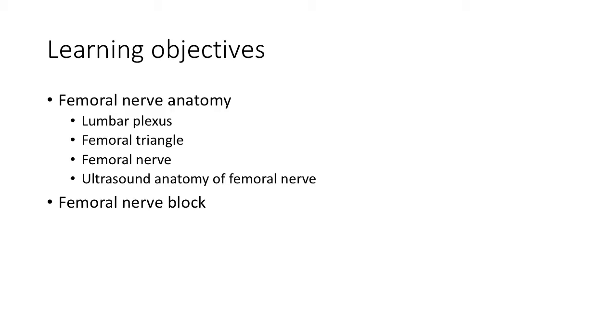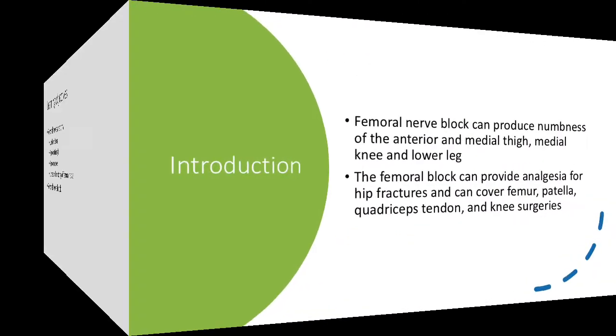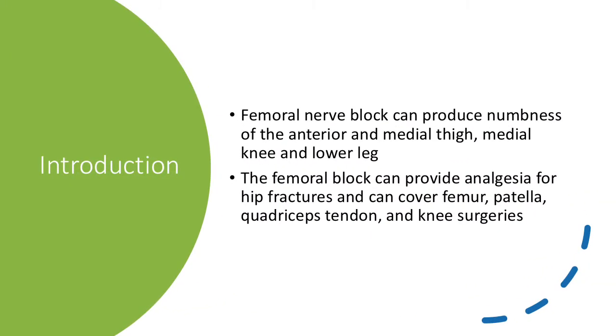The learning objectives for this lecture include femoral nerve anatomy and the indication, risks, and tips for placement of a femoral nerve block. The femoral nerve block causes numbness of the anterior and medial thigh and a stripe of the medial leg from the knee down to the ankle. The femoral nerve block can provide analgesia for hip fractures, as well as surgeries of the femur, patella, quadriceps tendon, and the knee.